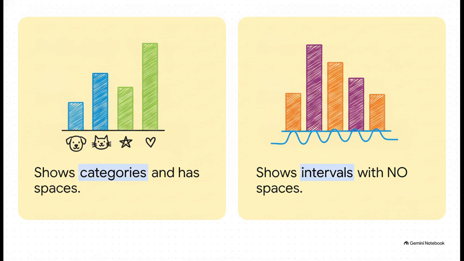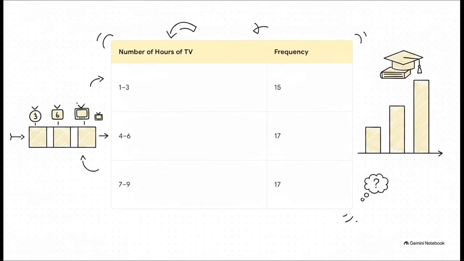But a histogram shows the frequency of data within continuous equal intervals. Since the numbers just keep flowing seamlessly from one interval right into the next, there are absolutely no spaces between the bars in a histogram. None. Let's ground this with a real-world example.